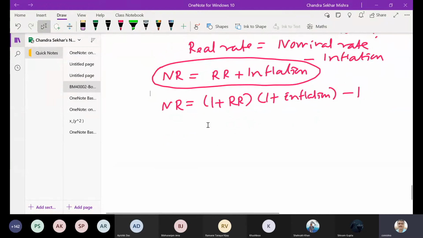Now suppose a corporate house issues a bond. Tell me, even if the corporate houses are very reputed companies, relatively which will be riskier? If there is a risk involved, will the risk be more in a corporate house bond or a government bond? Sir, in corporate, because there is still a chance the company may default.